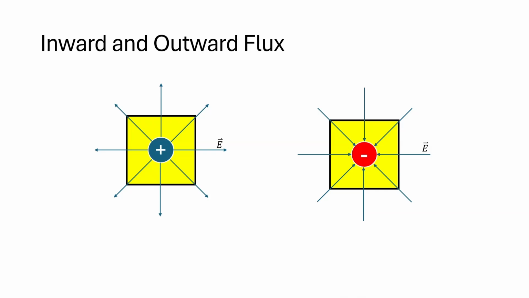And take note that the magnitude of the electric flux is always dependent on the strength, or the magnitude, of the charge of the particle inside the container. So that means if the charge is small, most likely the electric flux is also small. And if the charge is big or higher, the electric flux is also higher. All right.